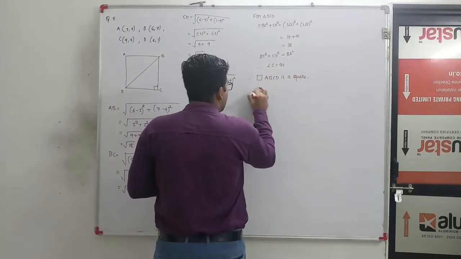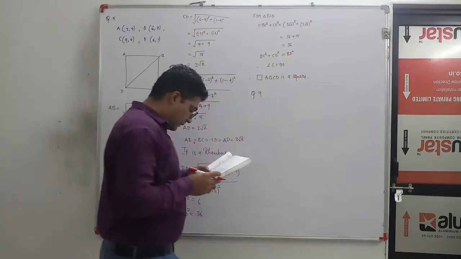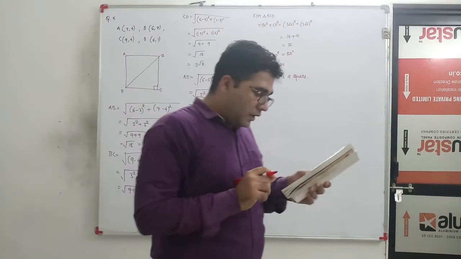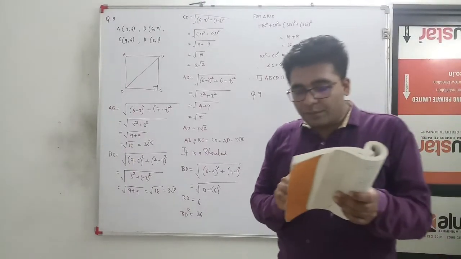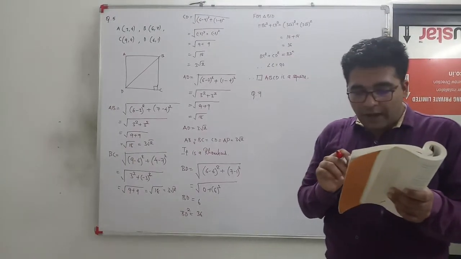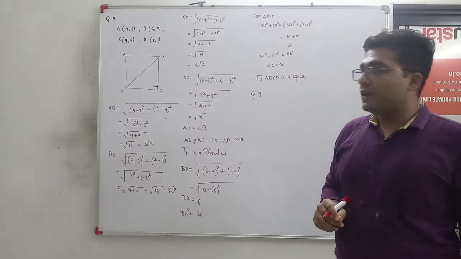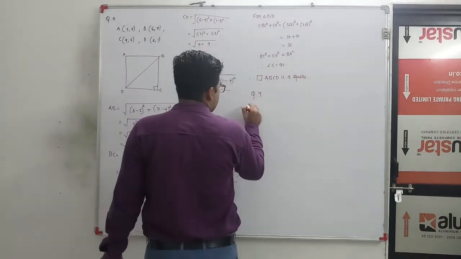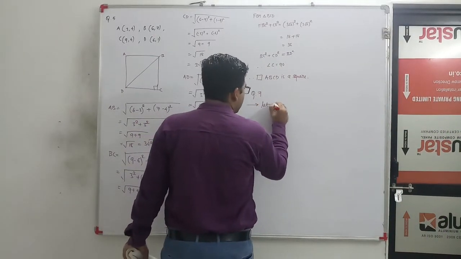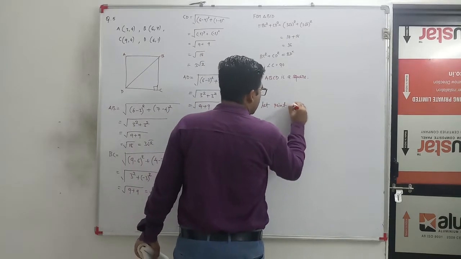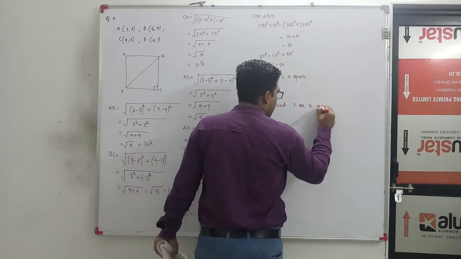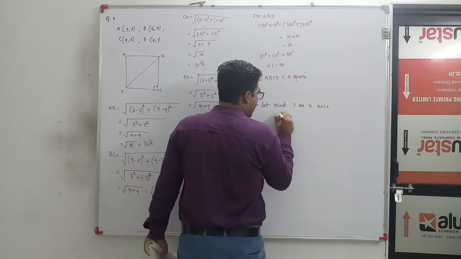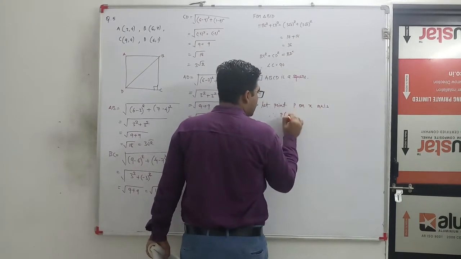Now question number 7. Let me see question number 7. Find the point on the X axis which is equidistant from (2, minus 5) and (minus 2, 9). So here I am saying, let the point P be on the X axis. Therefore the coordinates of P are equal to what? (x, 0).